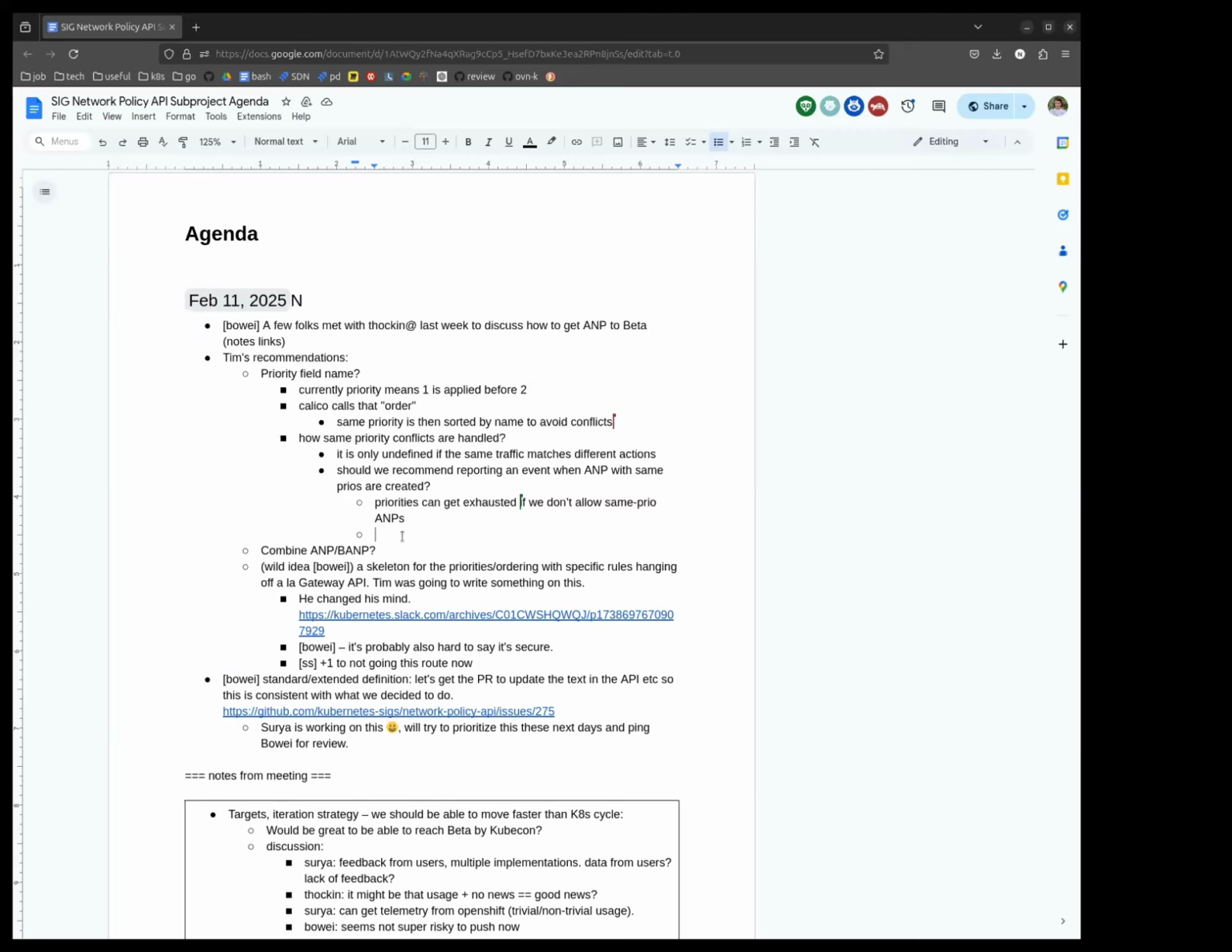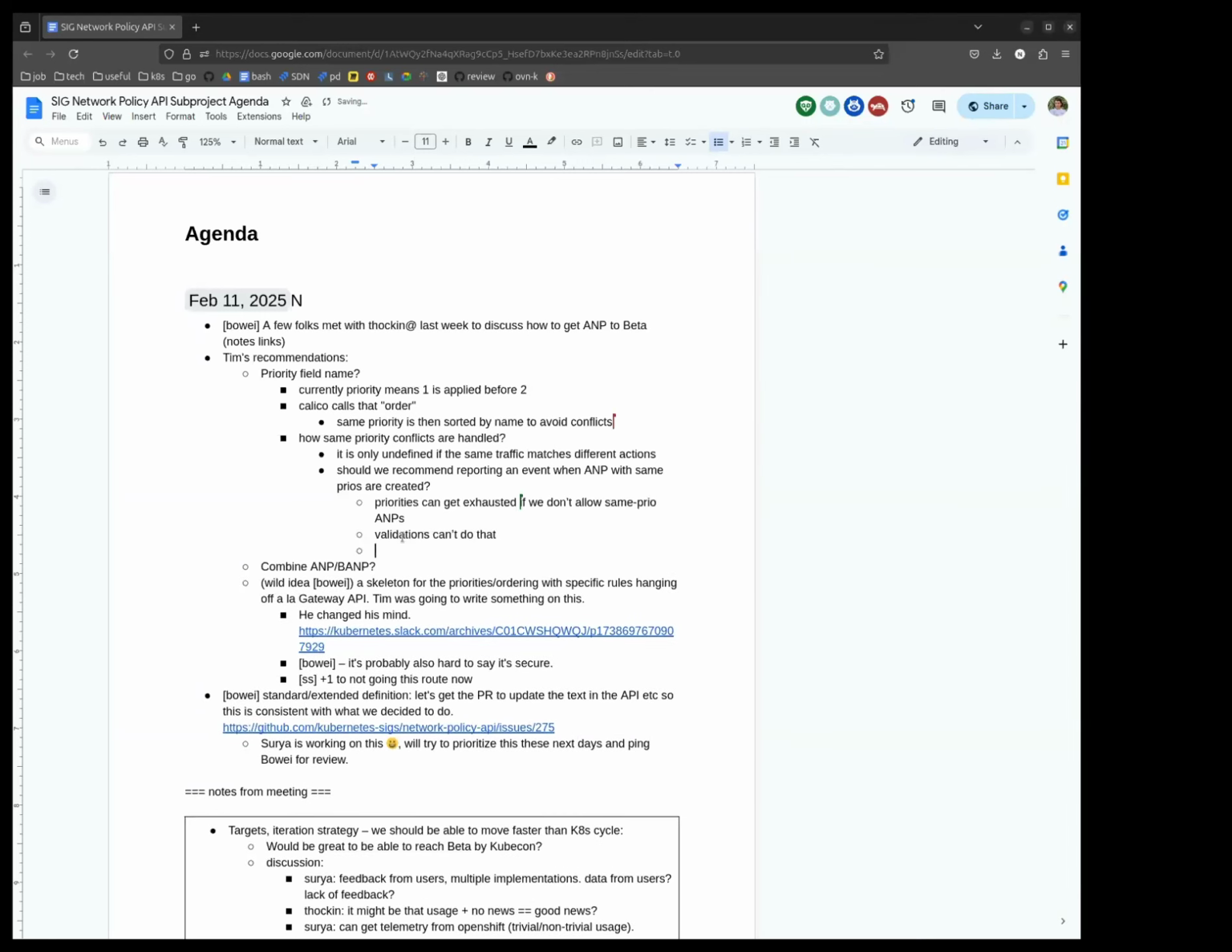So I still think allowing overlapping priorities is fine, but I also don't know how you can solve the problem of making sure you go and iterate over all the 100 ingress rules and egress rules to see if they're overlapping or not. So it would be nice to solve the overlapping problem.